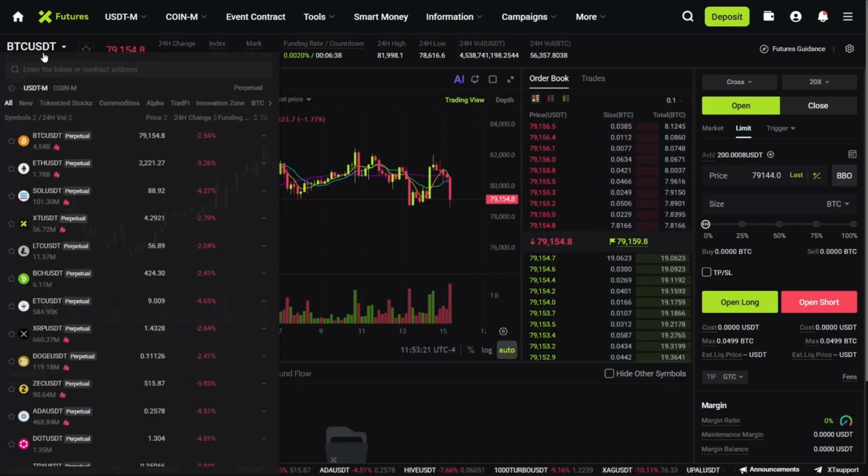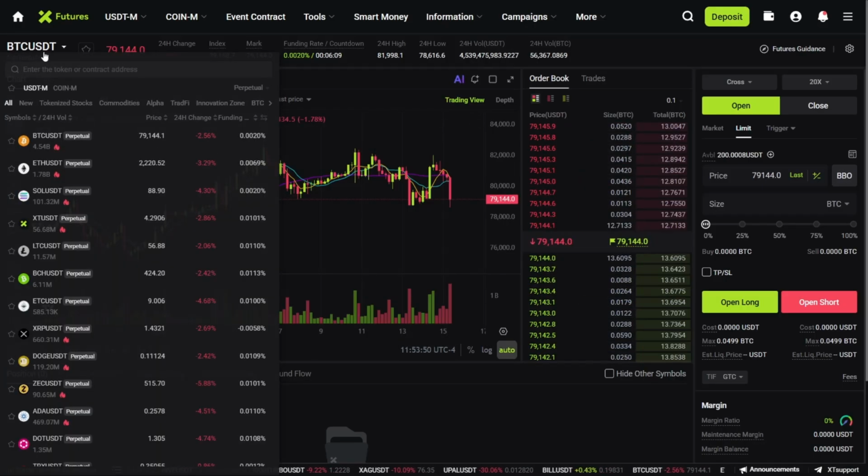On the top left is where we can choose our token. For this tutorial, we're going to use Bitcoin. But xt.com also has many other futures markets you can choose from, including major coins like Ethereum and other altcoins. As a beginner, it's usually best to start with larger, more liquid assets like Bitcoin or Ethereum because they tend to have tighter spreads and more trading volume.